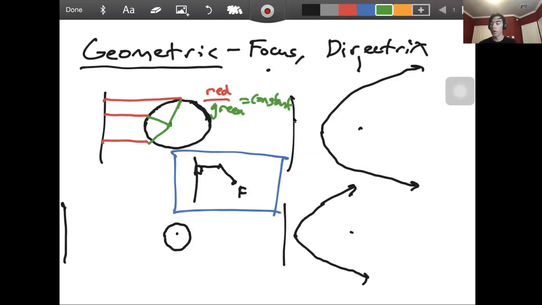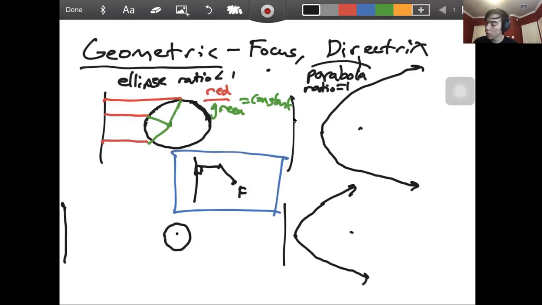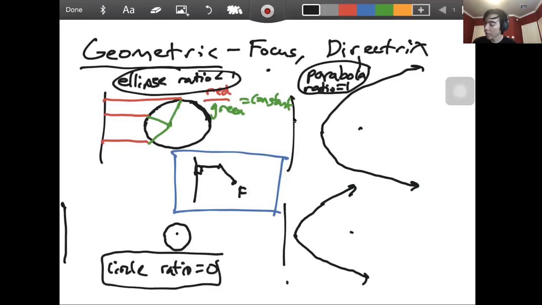And this is true for all of these shapes. So the ellipse is when this ratio is less than 1. We have the parabola over here to the right, and that's when the ratio equals 1. We have a circle when the ratio equals 0. And then we have a hyperbola for when the ratio is greater than 1.